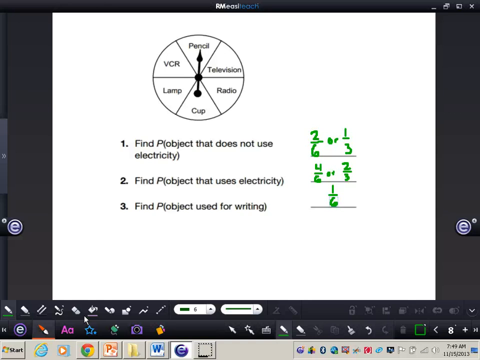Okay, so this is how you express probability as a fraction. If you have any questions about this concept, please come and see me.